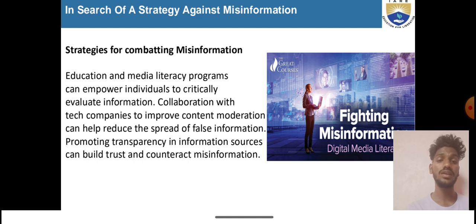Collaborating with tech companies to improve content moderation can help to reduce the spreading of false information. Promoting transparency in information sources can build trust, which helps with the trust issues between people and institutes.